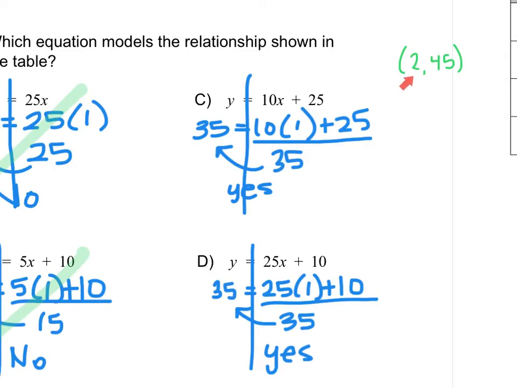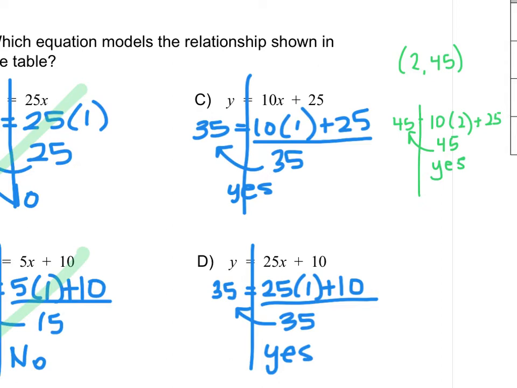Okay, so I wrote out my x and y values. Since you can't see the table off to the side, I'm going to retry letter C. So that would give me 45 equals 10 times 2 plus 25. And when I work that out, it will give me 45. And now does 45 equal 45? Yes, but we're still going to try out the other one.